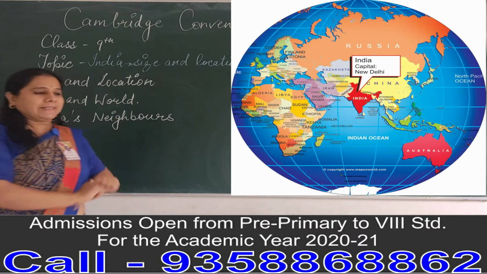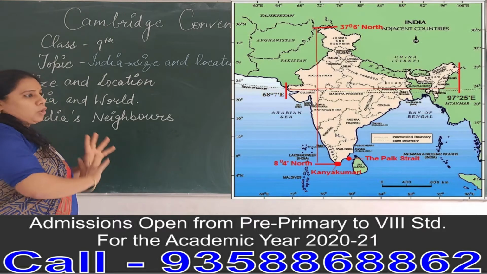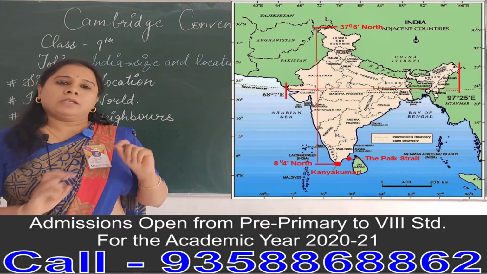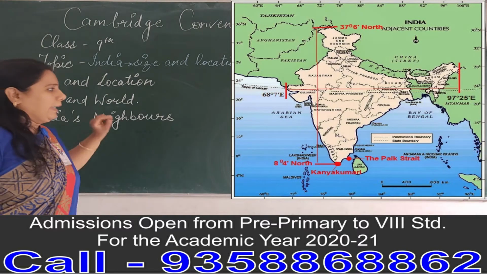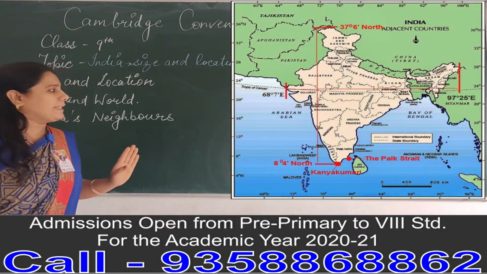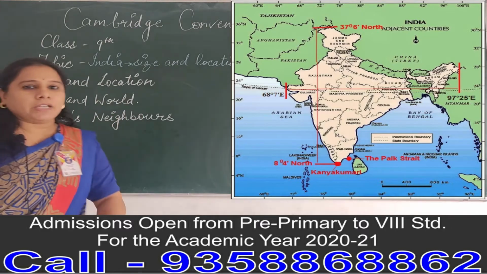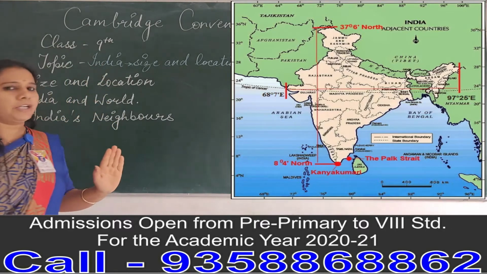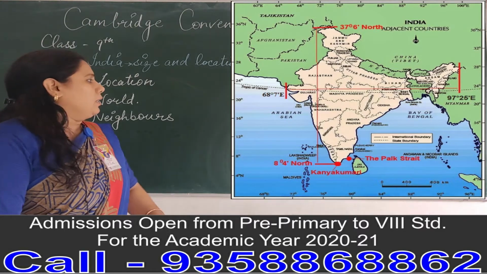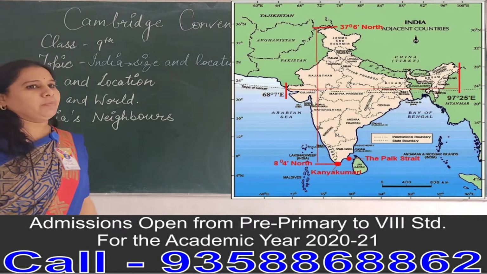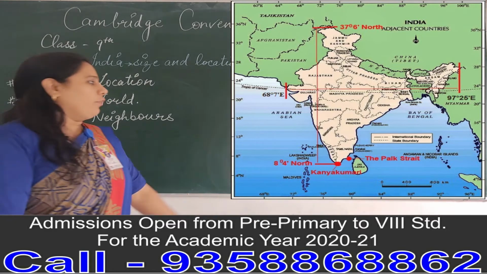Now let us see the map of India and understand exactly on which latitude and longitude India is located. India is located from 8 degree 4 minute north to 37 degree 6 minute north. This is the latitudinal extent of India. The longitudinal extent of India is from 68 degree 7 minute east to 97 degree 25 minute east.